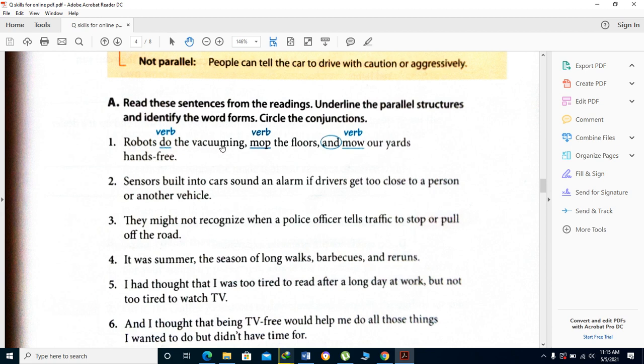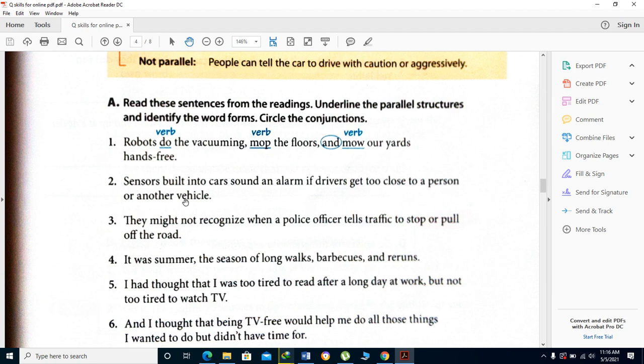Robots do the vacuuming, mop the floors, and mow our yards hands free. So you can see there are 3 verbs. These were 3 sentences. Now they have been combined, and they have been combined with parallel structure. Do is a verb, mop is a verb, and mow is a verb. Just pay attention that they're all in base form. So you don't have one verb in base form, another verb in ing form, or another verb in ed form, the past form, or the past participle form. All 3 verbs are in the same form.